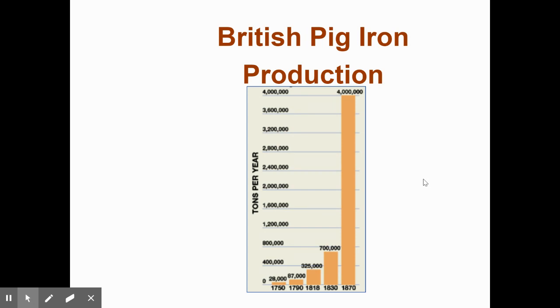Coal and iron ore. Ore is the raw rock that's pulled out of the ground.